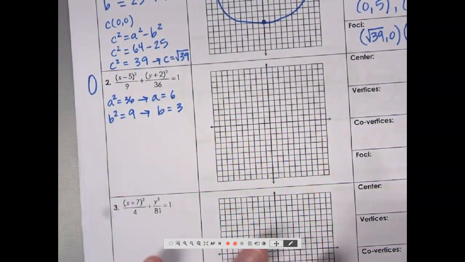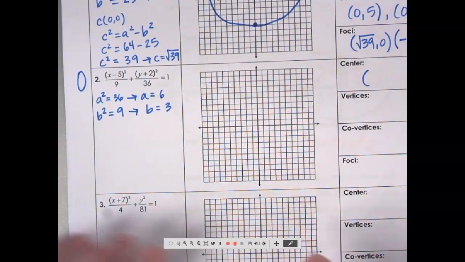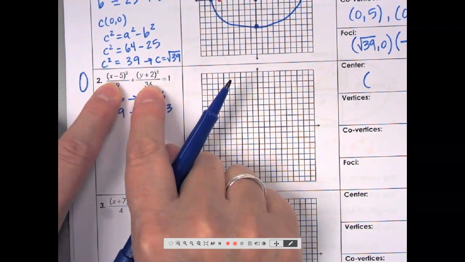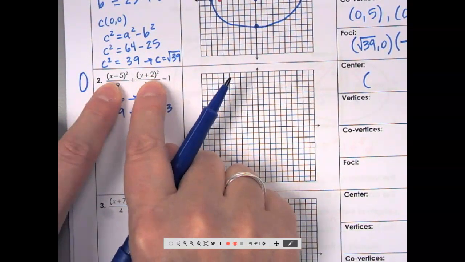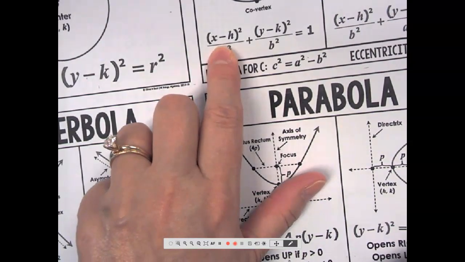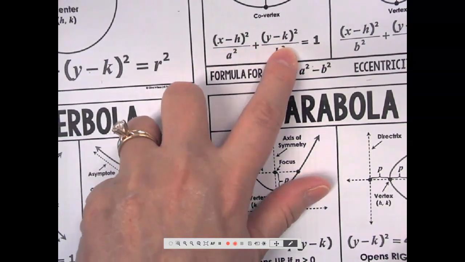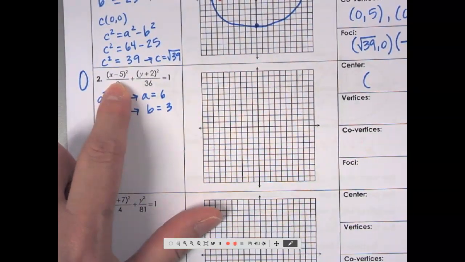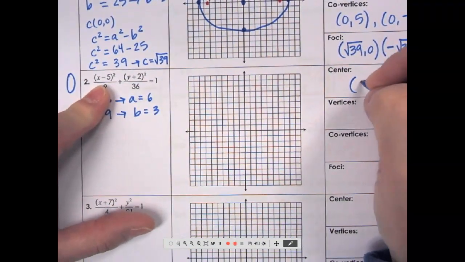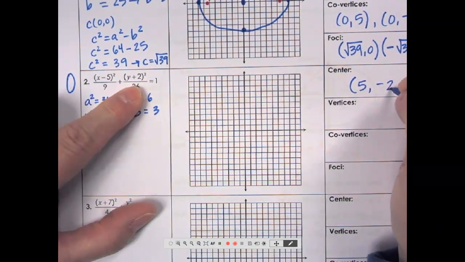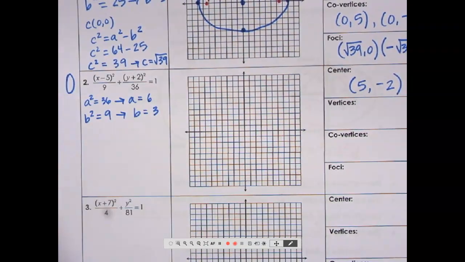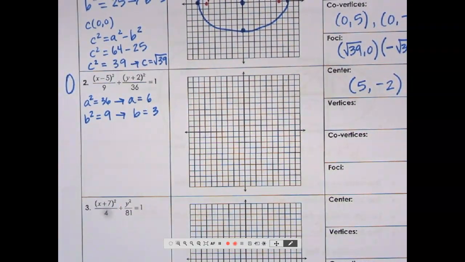Okay, where's the center on this one? Same way that we did with the circle. 5, negative 2. Because it is still being subtracted like it was with the circle. So you're basically taking the opposite of that number. I look at that and say, oh, that's a negative 5. So the center will be positive 5, comma, negative 2. Okay, so we're going to graph it and then we'll find the foci.